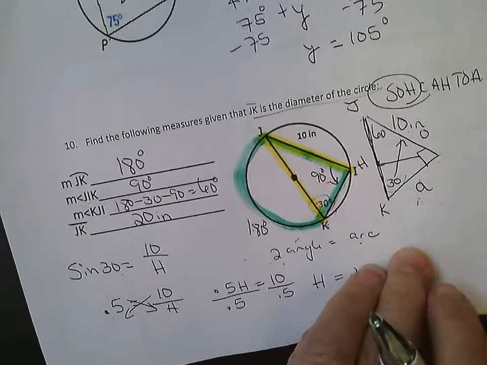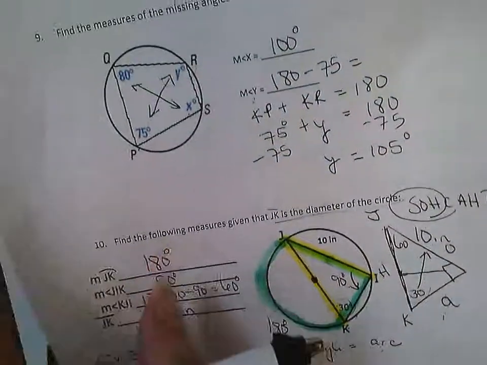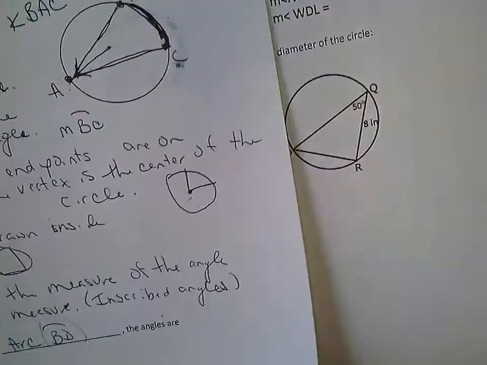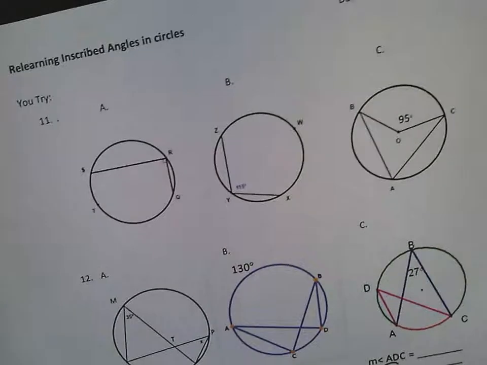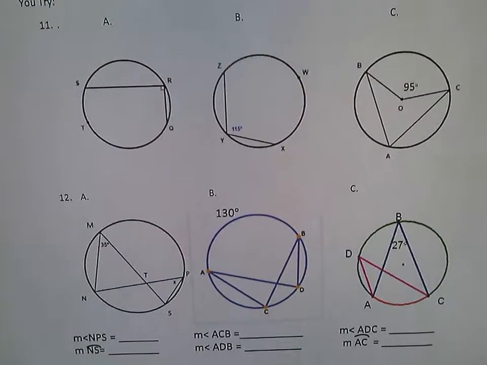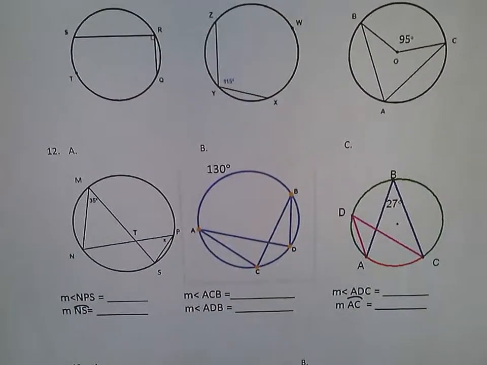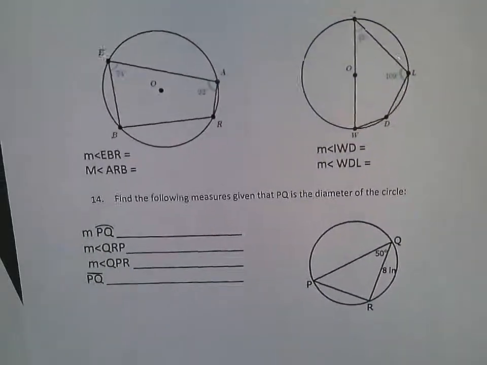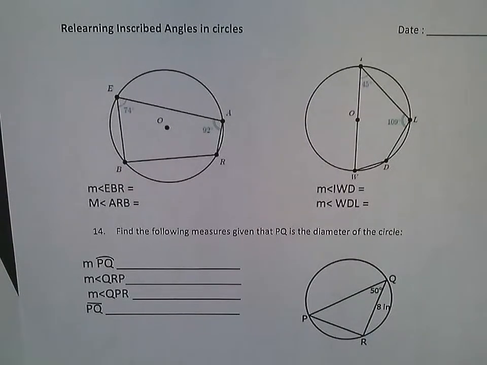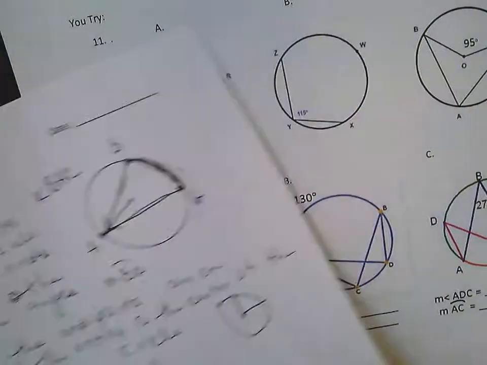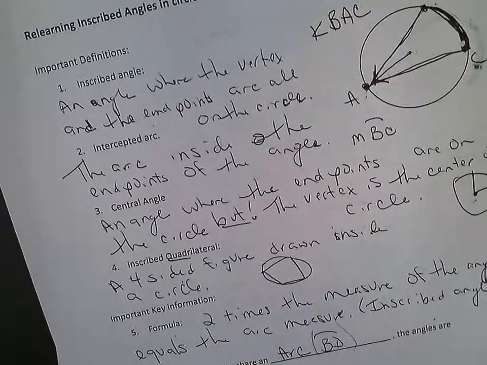All right, I believe that's the end of it. Here are the U-Tries that we're looking at. Here are your U-Tries, and this is the back, looking for these measures. So be sure, if you're using this at home, that you do the U-Try so I can see that you've learned and that you're doing well and that you're ready to take the reassessment.